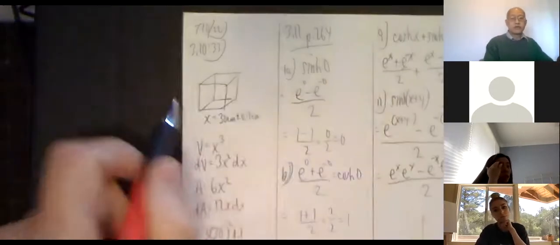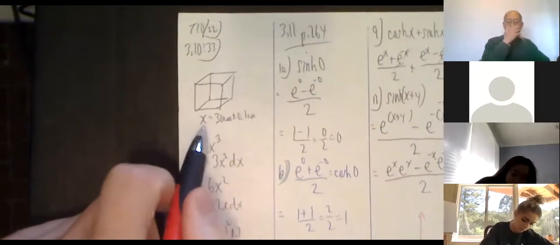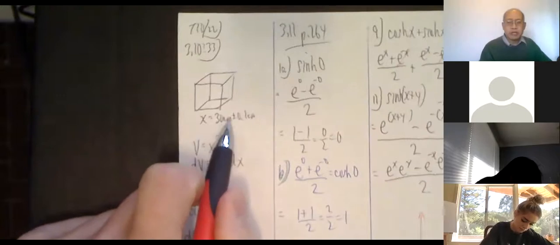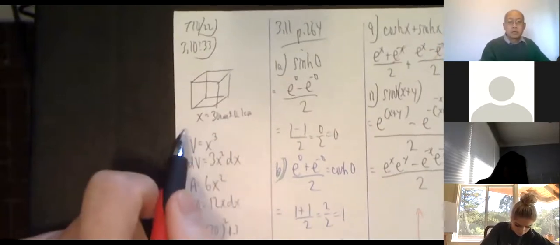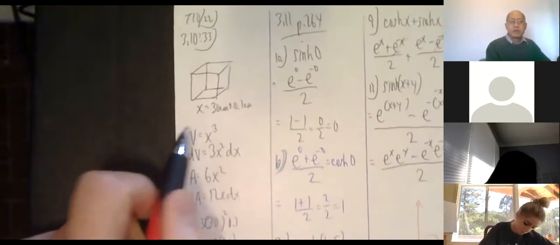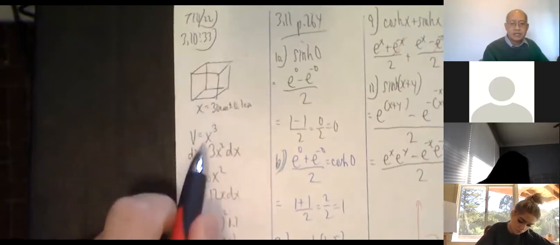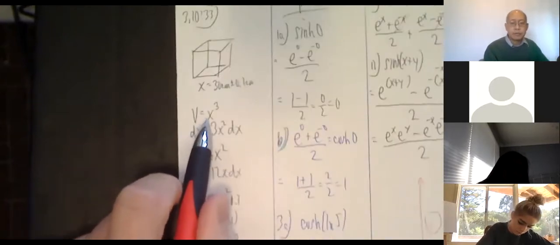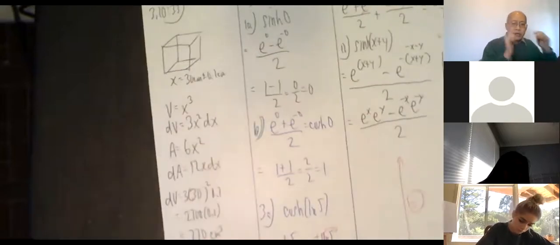Okay, so I drew myself a cube. Side length x. x is 30 centimeters plus or minus 0.1 centimeters. Okay, so let me start with the volume. The formula for the volume of a cube given a side x is x cubed. So dV equals 3x squared dx.